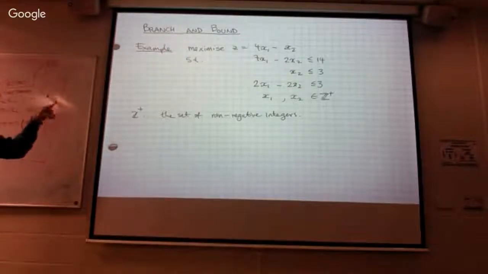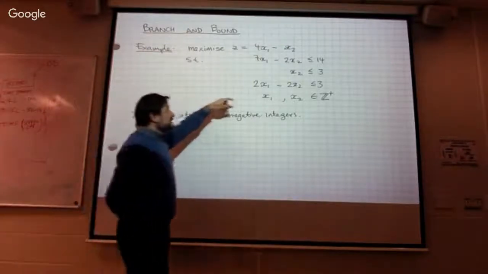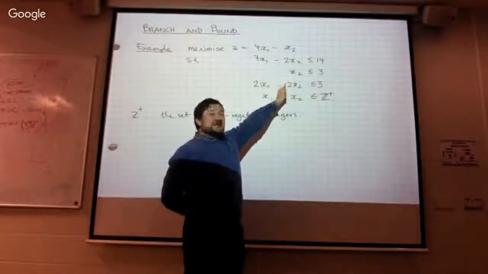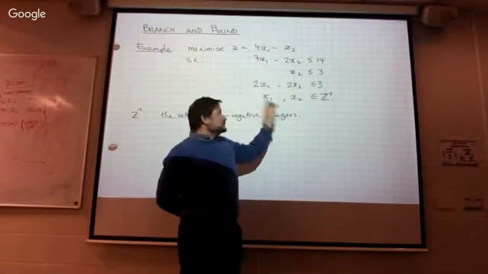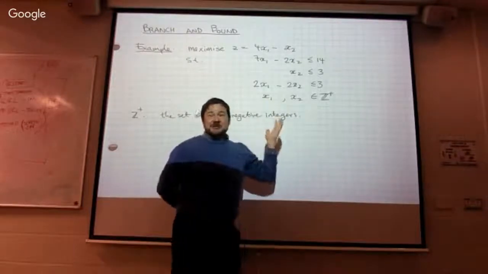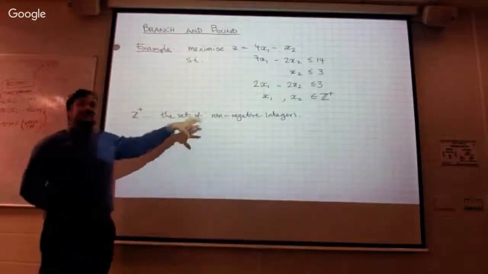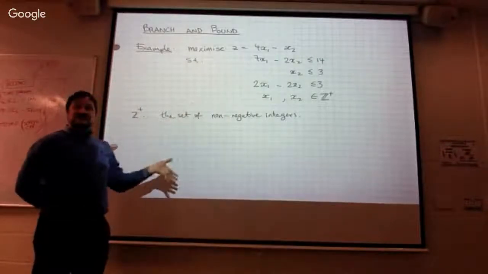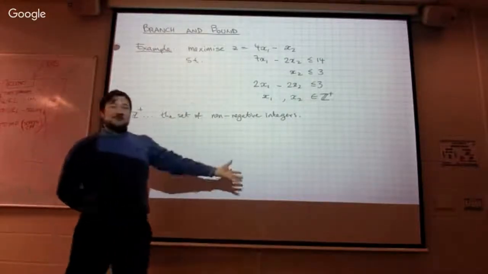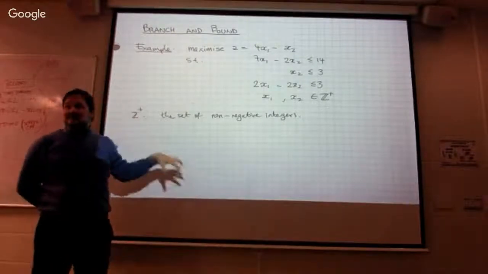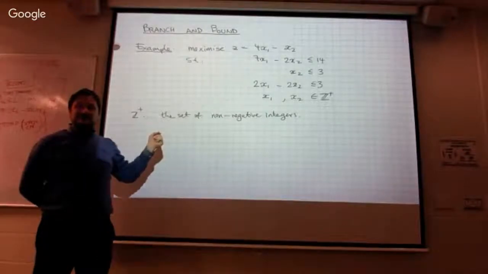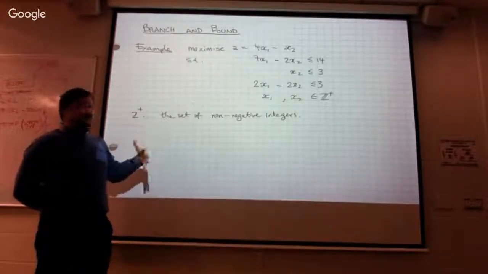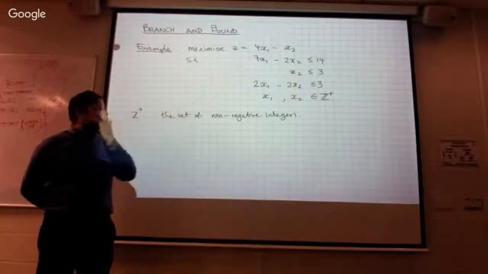I wanted to branch this. One of the possible things I can do is look at x2. x2 is 0, 1, 2, or 3. It can't be anything else. It can't be more than 3, can't be less than 0, and it has to be an integer. So I could solve one sub-problem where x2 is 0 or 1, and another sub-problem where x2 is 2 or 3, compare the two solutions, and take the better one. That's a possible approach to branching in this particular problem.